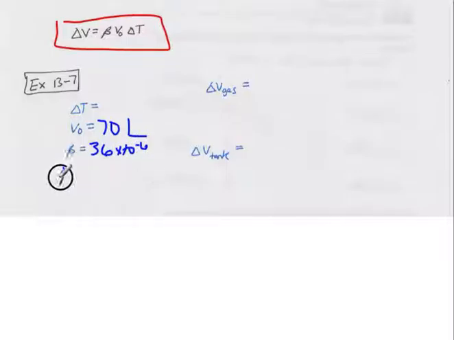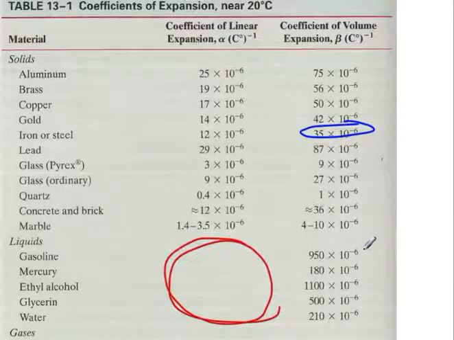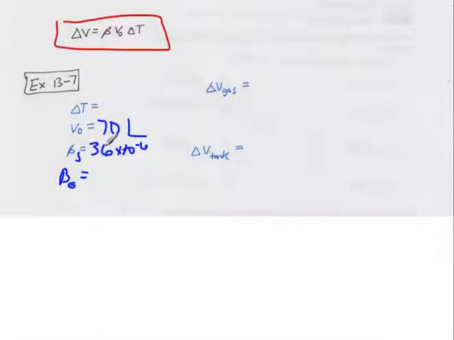And I think we also want to look at it for gasoline, so that's steel. Let's put this one as gas. What is it for gas? 950 times 10 to the negative 6th. This was 35. I don't know. Whatever.